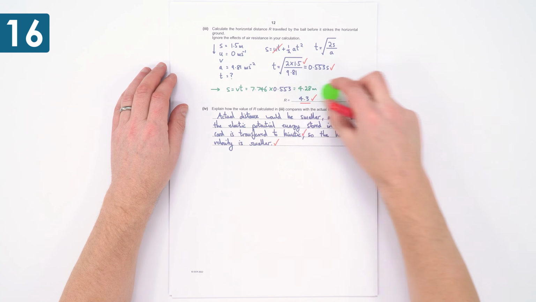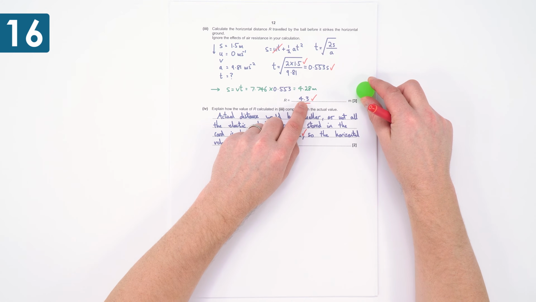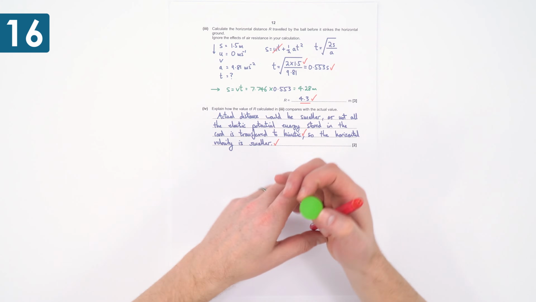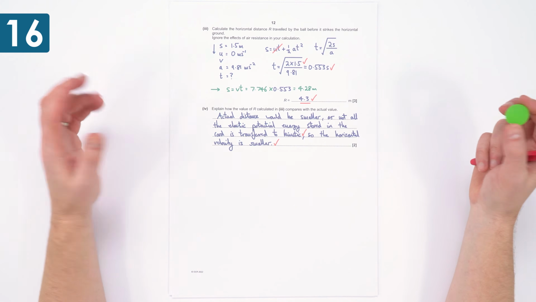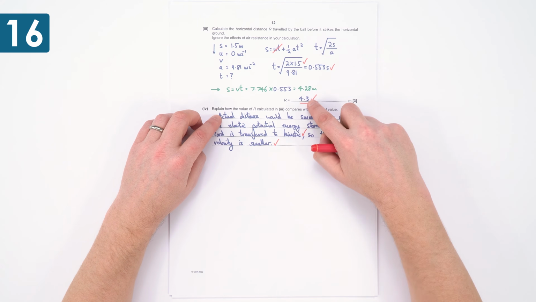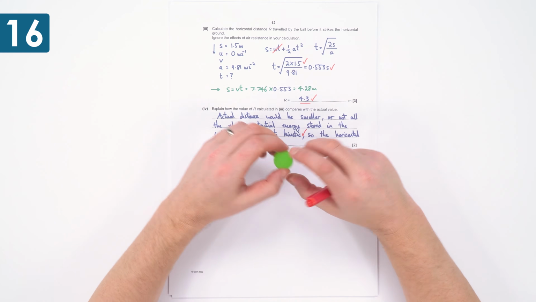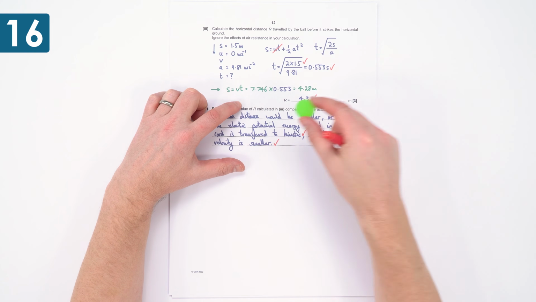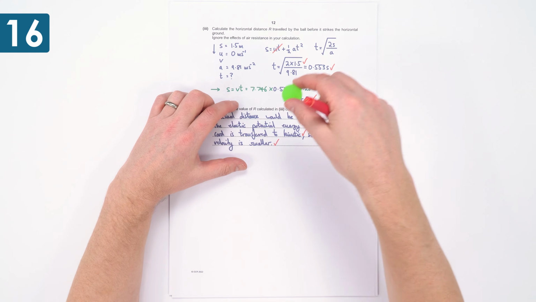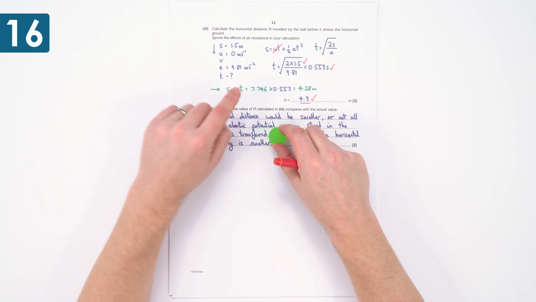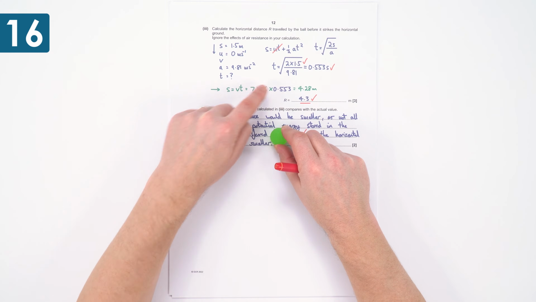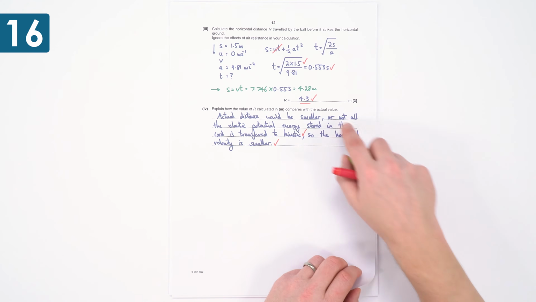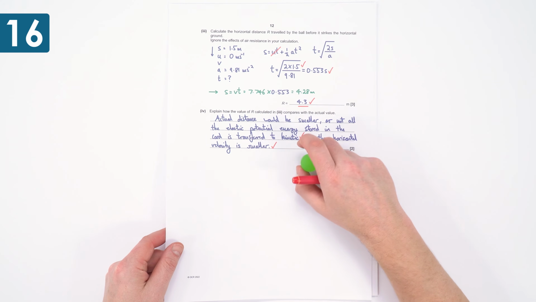So it goes 4.28 or 4.3 metres to two significant figures, like our raw data. Of course, that's in an ideal real-world scenario, but the actual distance would probably be smaller than this, because not all of the energy stored in the elastic band in that cord will have been transferred to the kinetic energy of the ball, and therefore the horizontal velocity is actually smaller than this value. So if that's smaller, that means this is going to be smaller as well. So yeah, just a comment on how this is related to real life.